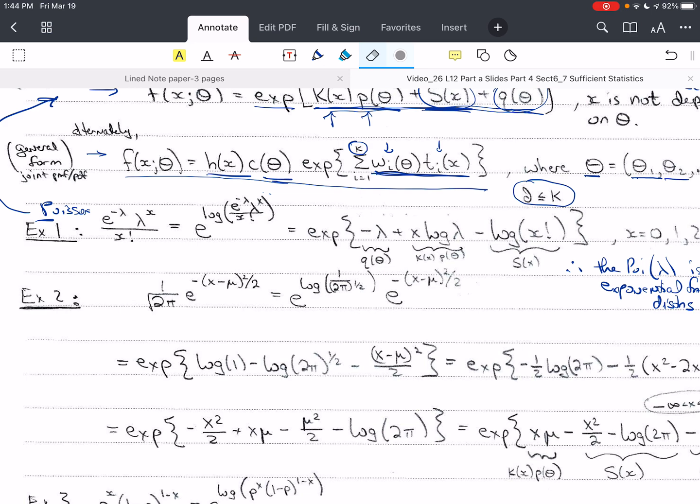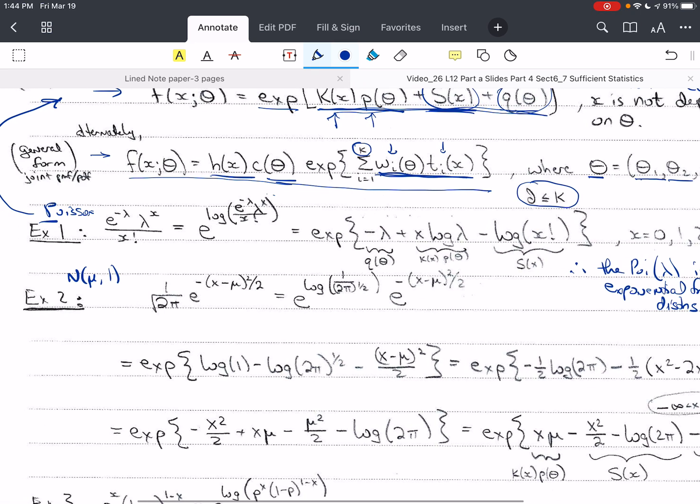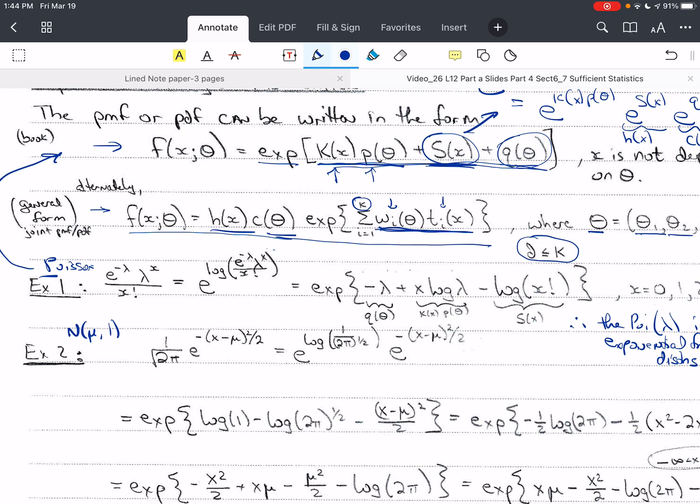So let's talk about the normal and we have mu, 1. We did this last time, an example of that, and found that x bar is the sufficient statistic. If x bar is a sufficient statistic, then the sum of xi's is certainly a sufficient statistic. Okay, so for an individual x, there's only one value. We're talking about a PMF, not a joint PMF here, and this general form is for the joint PDF or PMF.